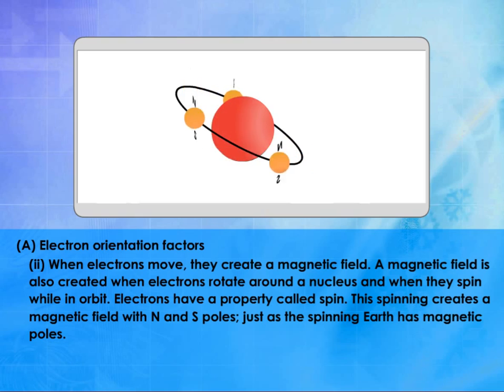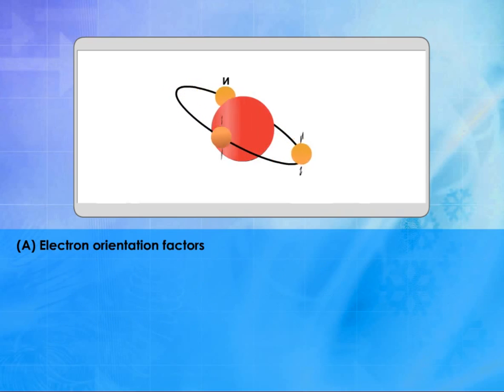When electrons move, they create a magnetic field. A magnetic field is also created when electrons rotate around a nucleus and when they spin while in orbit. Electrons have a property called spin. This spinning creates a magnetic field with north and south poles, just as the spinning Earth has magnetic poles.